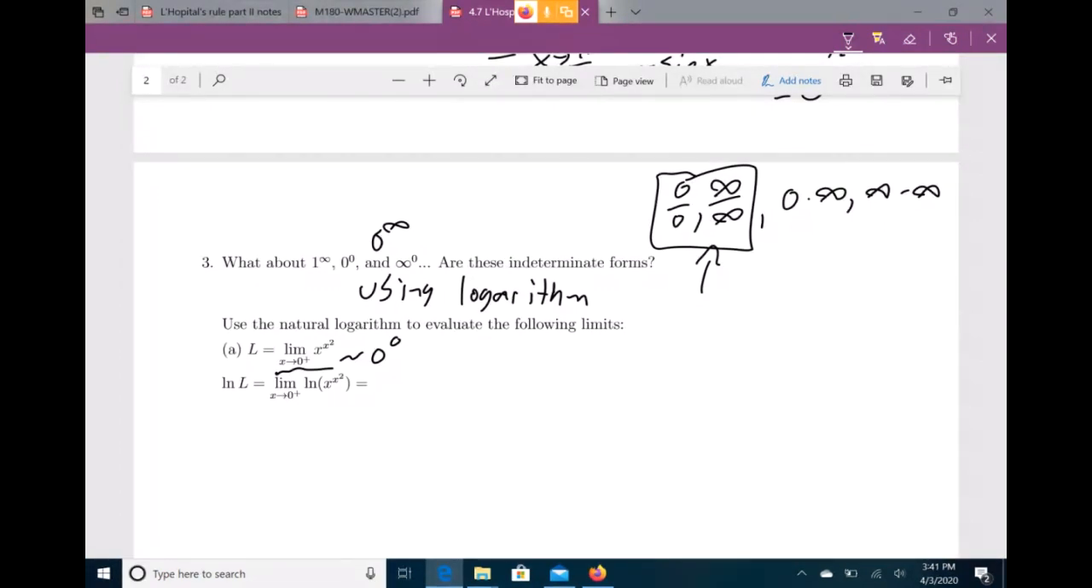All right, so we have this limit that we're trying to evaluate. We just call it L, just to name it something. And then we apply the natural log to both sides, just like what we did with logarithmic differentiation. So I can move the x squared out front according to the rules for logarithms, and this becomes the limit as x approaches 0 from the right of x squared times ln x. Now if I let x approach 0 from the right, this looks like 0 times negative infinity.